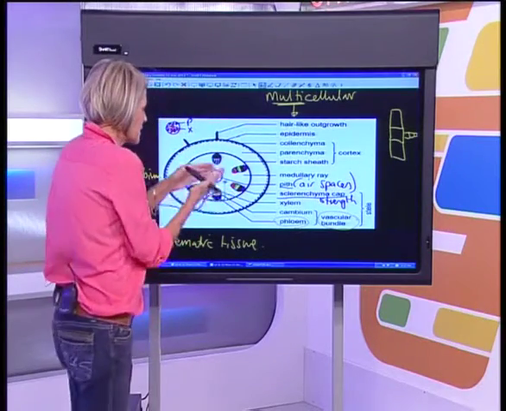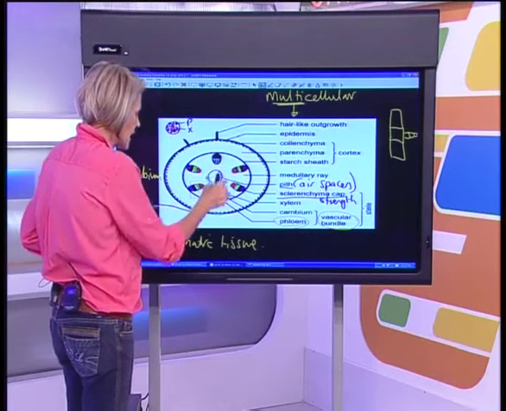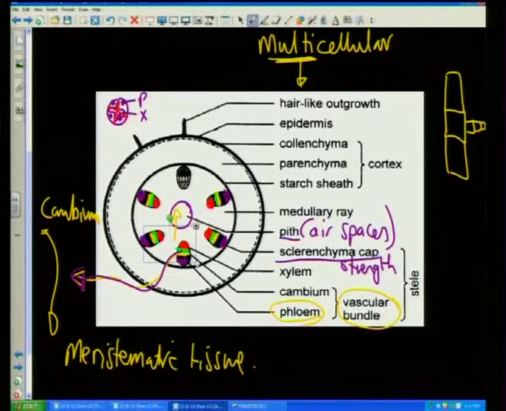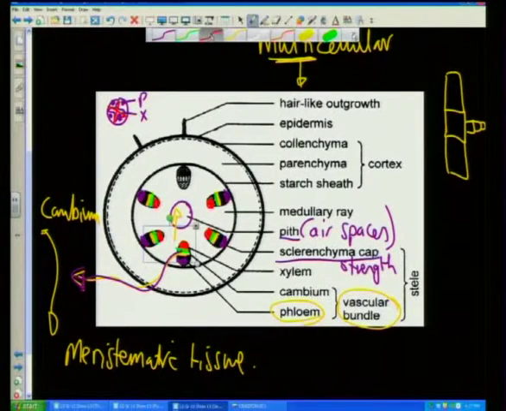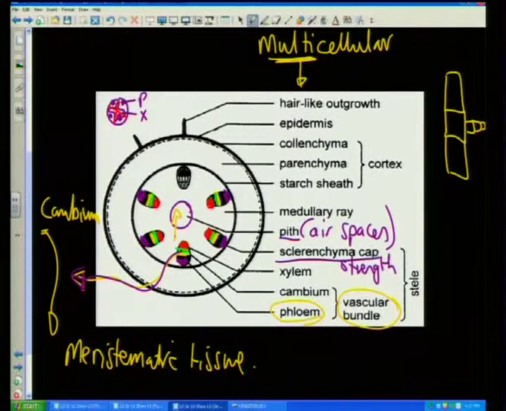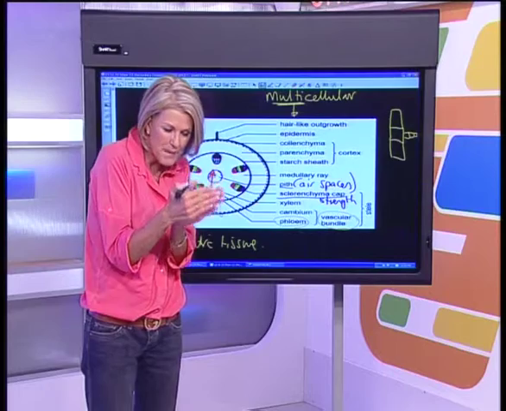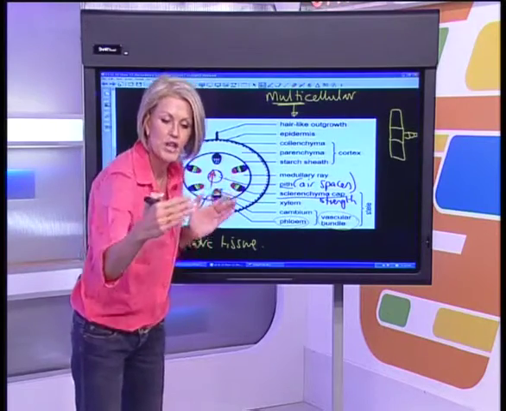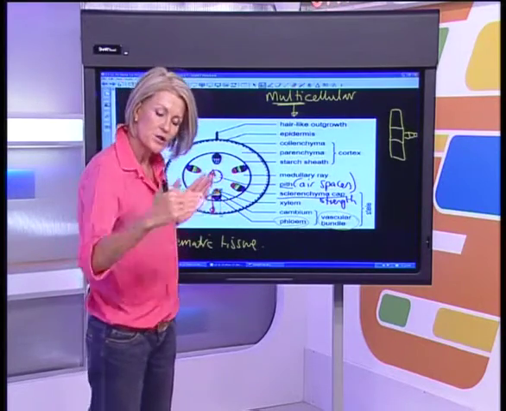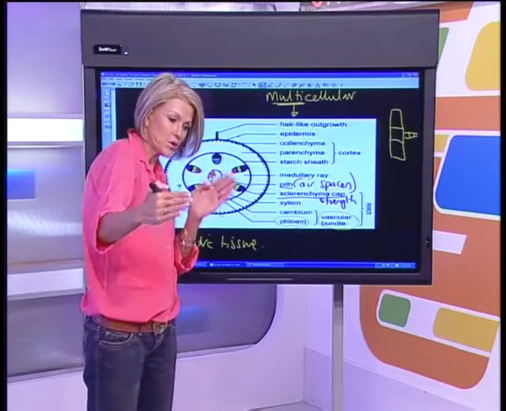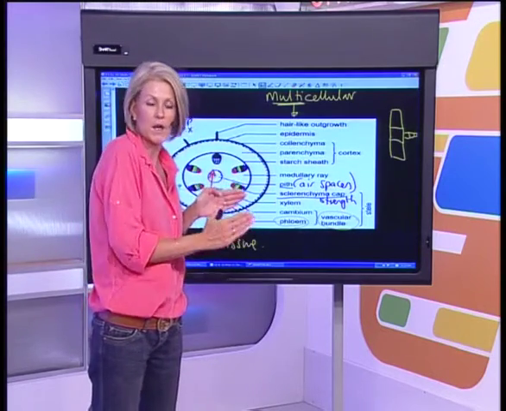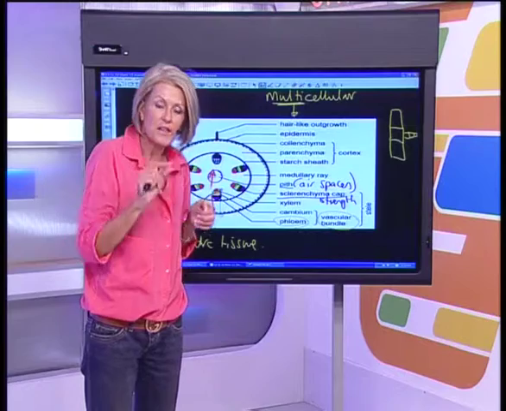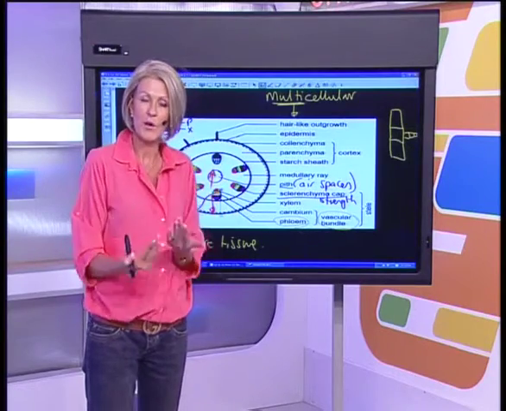As it makes new xylem, the old xylem is pushed inwards, and the old phloem is pushed outwards. So as it makes new cell layers, it pushes towards the center, and it pushes outwards. And that is what gives the secondary thickening, which is what we see when we look at wood.